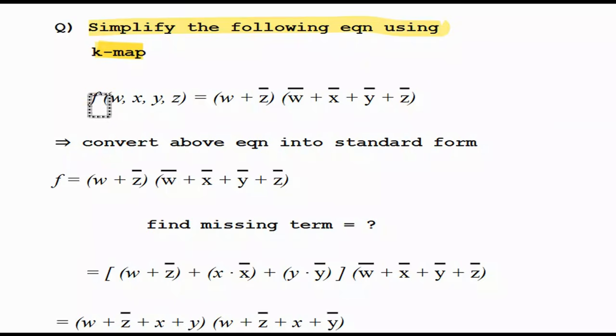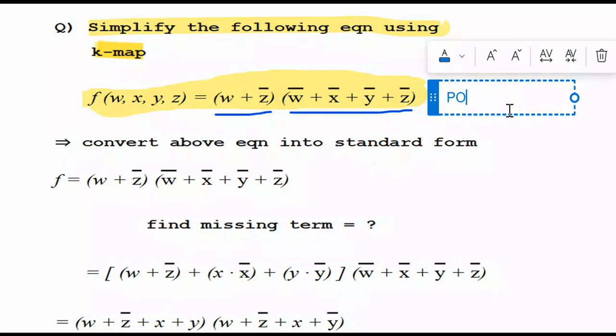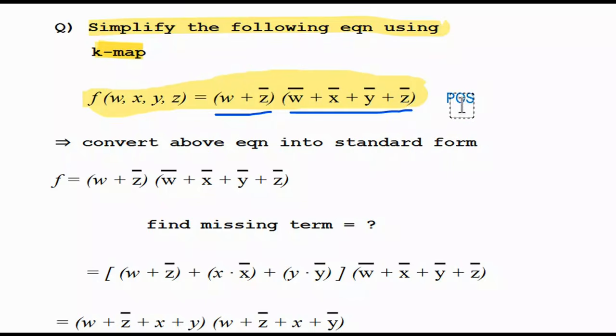But how to solve the problem if the equation is given, and which is very simple, that is, the equation is given in front of you. What is the equation? That is (w plus z bar) and (w bar x bar y bar z bar plus z bar), right? So this is the equation which is in terms of POS. इसमें दिया है POS से दिया है, right? So you need to solve the problem with the help of POS, right?